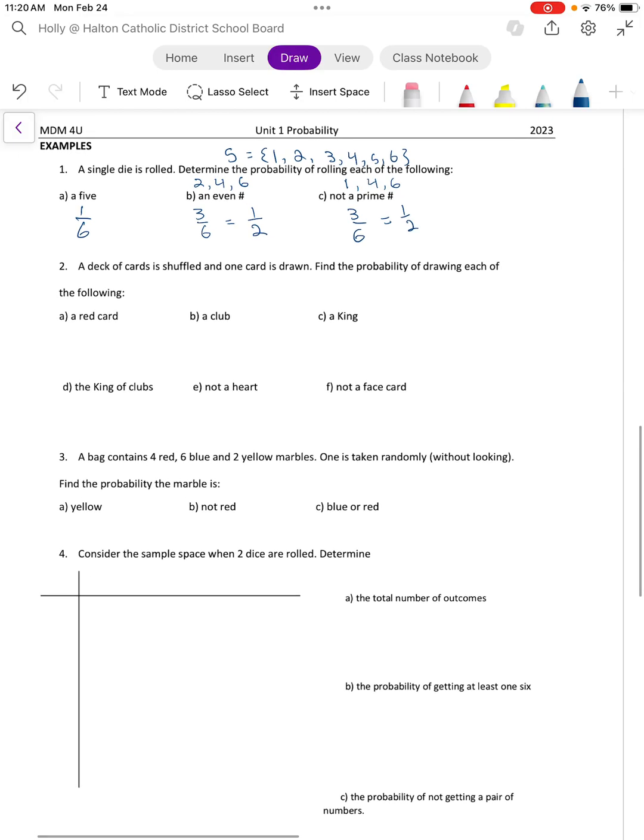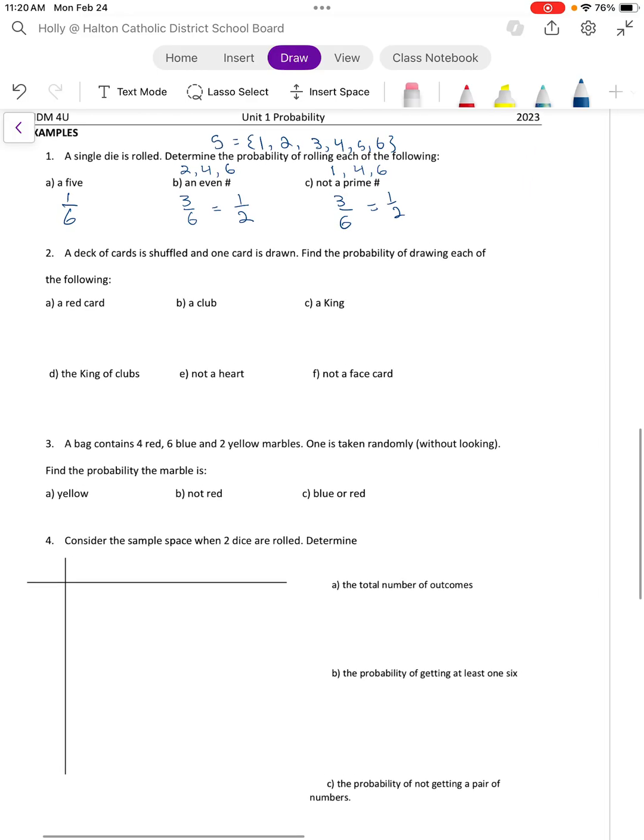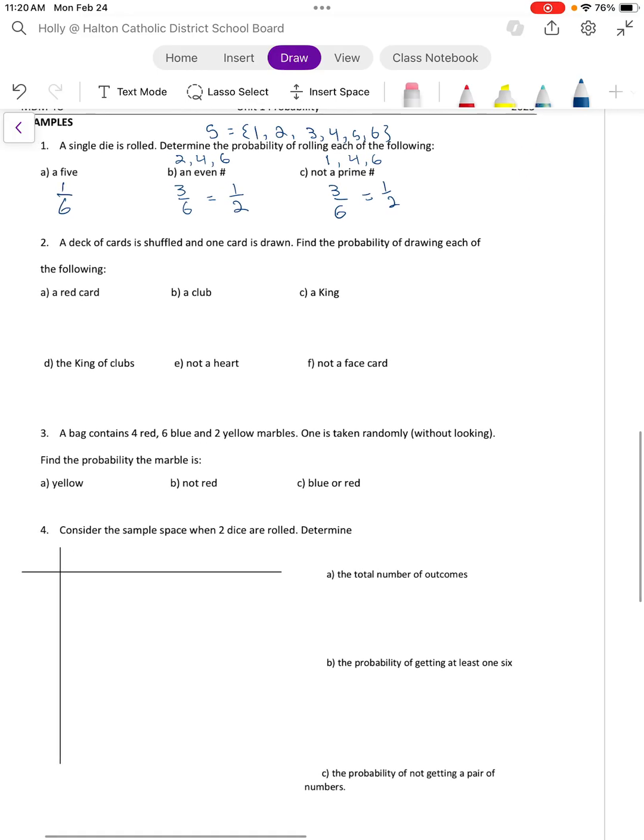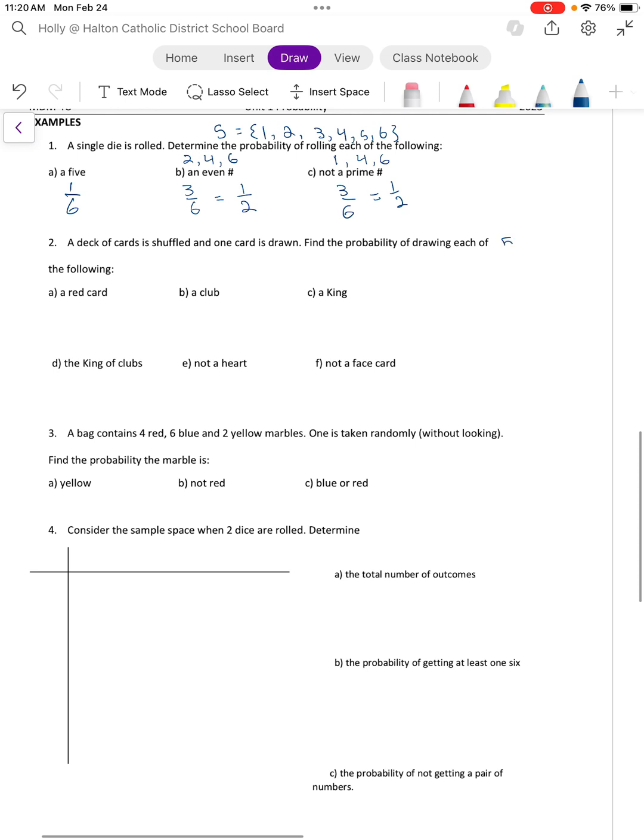I will post a spread or a visual of a deck of cards, but just to do this here in words on the side so you have it for the notes: a deck of cards is assumed to have 52 cards. That's without the jokers. When I say deck of cards, I mean without the jokers. You want to be familiar with the suits. You have 4 suits.